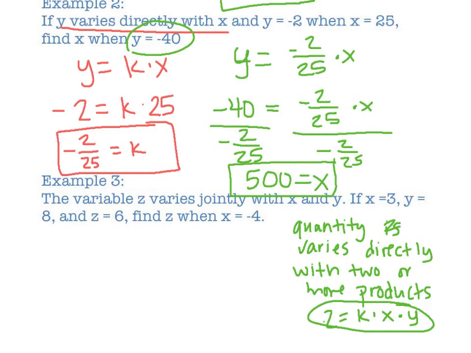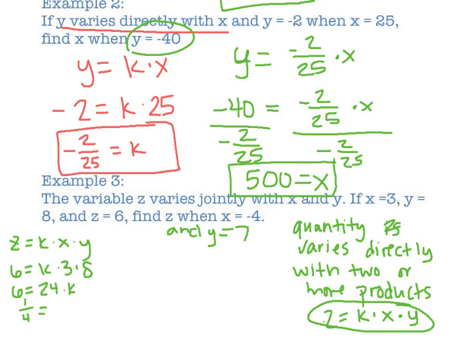If x equals 3, y equals 8, and z equals 6, we want to find z when x equals -4, and what I forgot to put in there is a y value, so when y equals 7. Okay, so the first thing that we need to do is figure out what k would be. So I have this starting equation, z equals k times x times y, and I know z is 6, so that's k times x is 3, and y is 8. Or 6 is equal to 24 times k, and 1/4 in this case is equal to k.